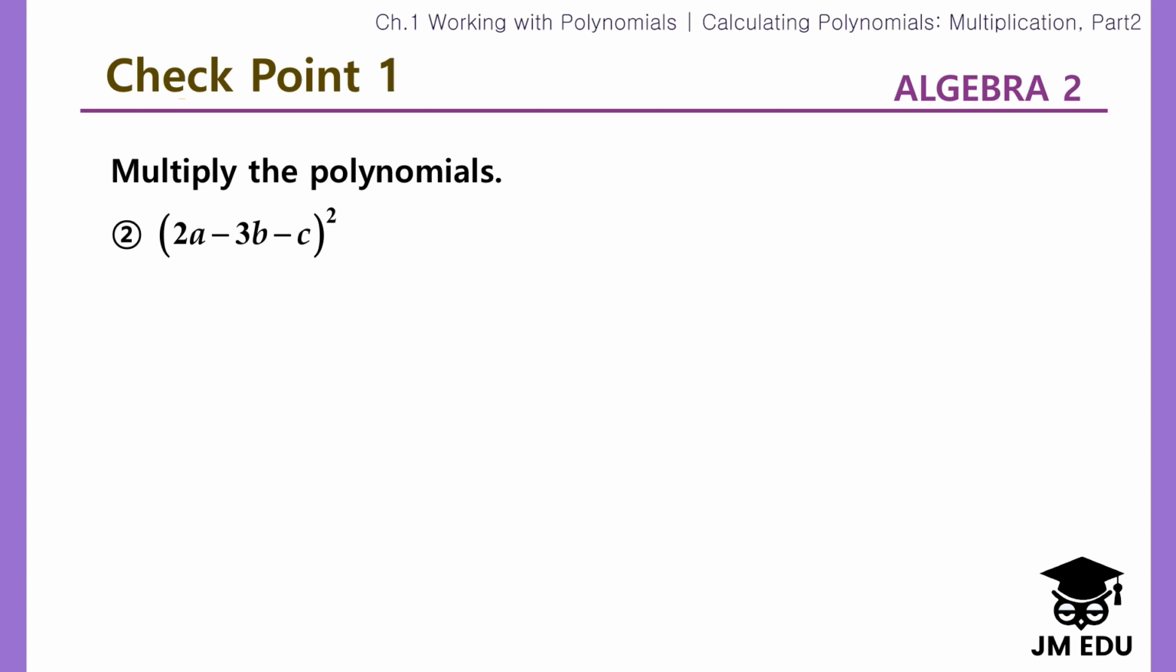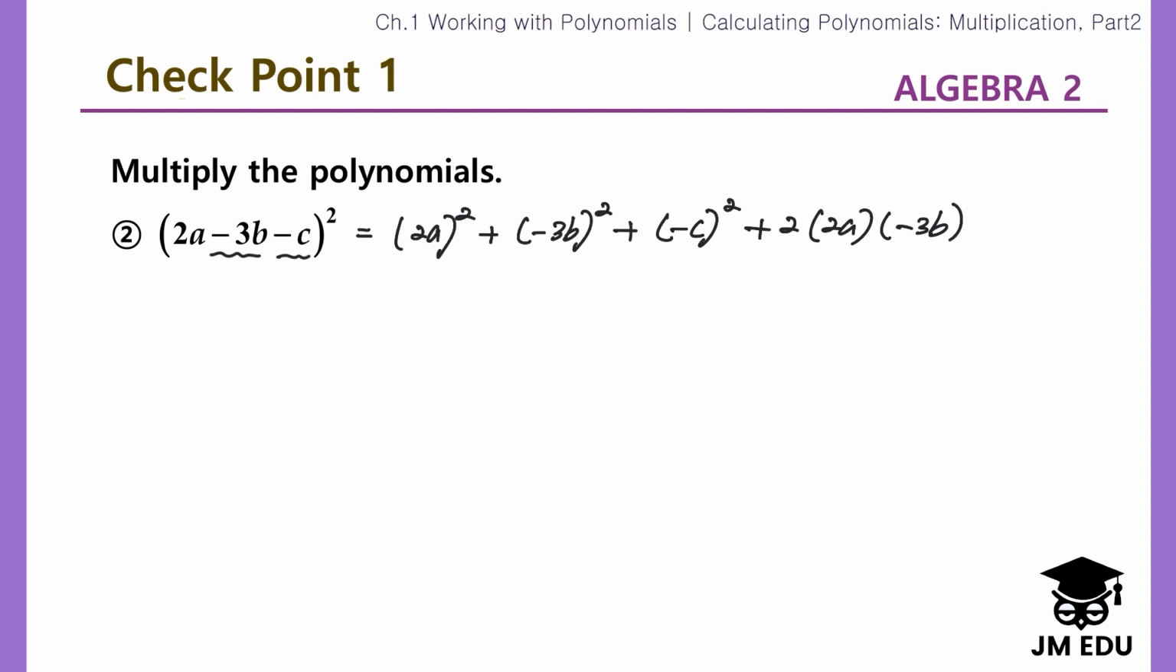Okay, number 2. Number 2 is equal to first, 2a squared, plus second term with a negative, minus 3b squared, plus third, minus c squared, plus 2 times first, second, plus 2 times second, third, plus 2 times first, third, minus c.